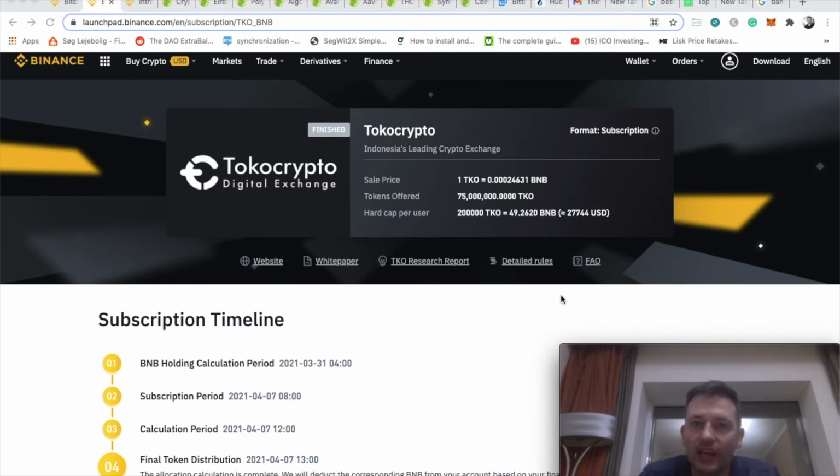This is actually a major advantage compared to other Launchpads. Most Launchpads on the market at the moment use a lottery system, which Binance also used earlier, which means that it's really difficult to get an allocation in these projects. But when you use Binance Launchpad, you simply have to subscribe in order to get tokens. So you are guaranteed tokens as long as you remember to subscribe.